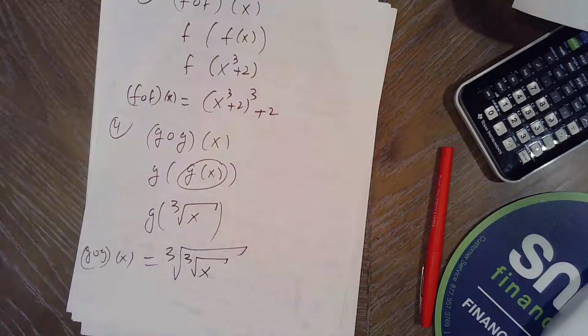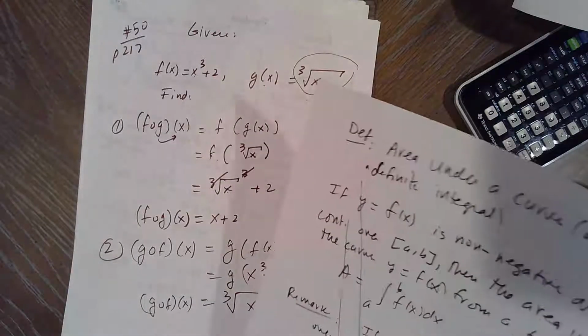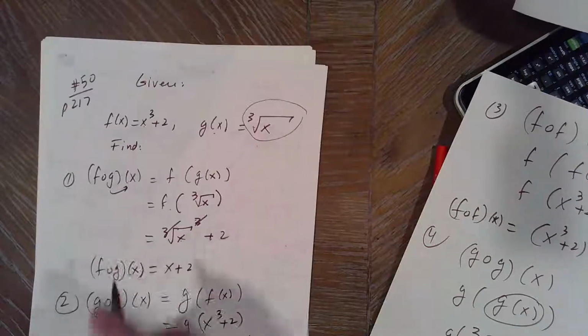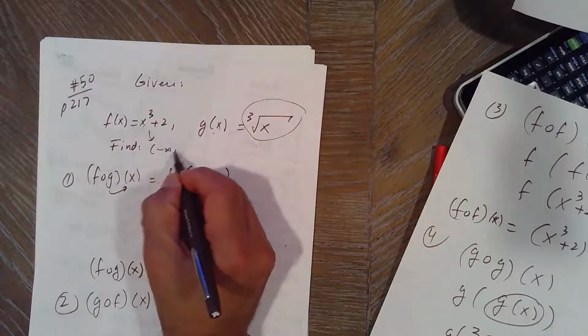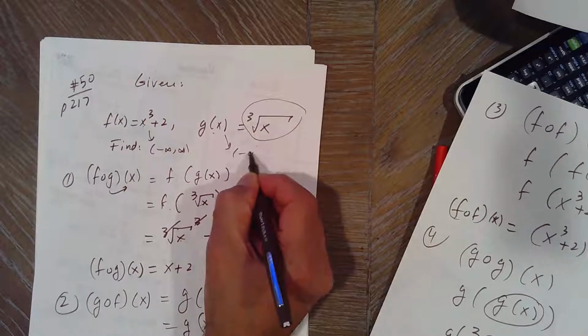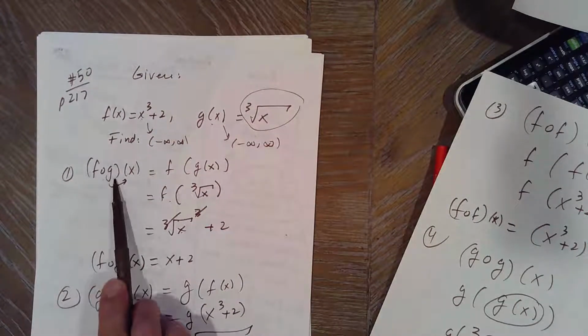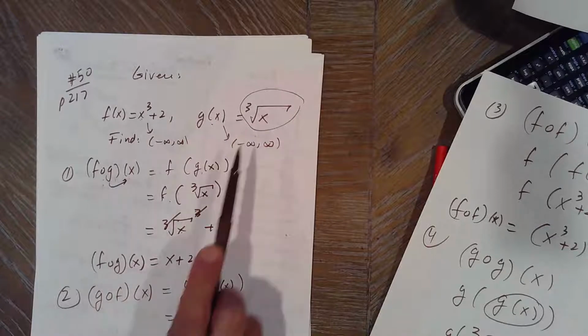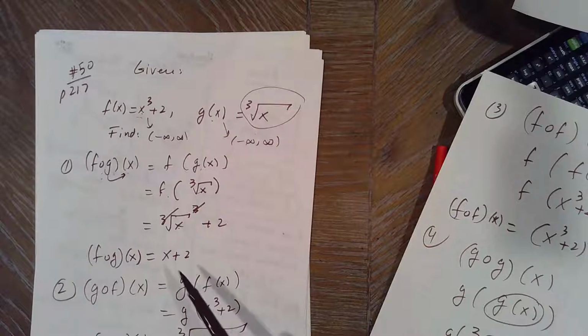And it says find their domains. Oh, we didn't talk about their domains. Hold on. If you look at the domain of f, you can put in any negative, positive, or zero. So the domain of f is all real numbers. This is also all real numbers. So for f composite g, x has to be in the domain of g, which is all real numbers, and the result has to be in the domain of f, which is all real numbers. So all of them are going to be all real numbers.